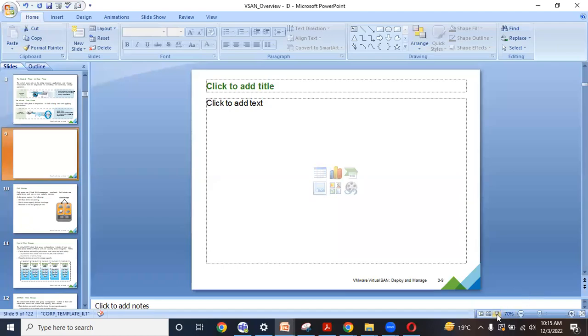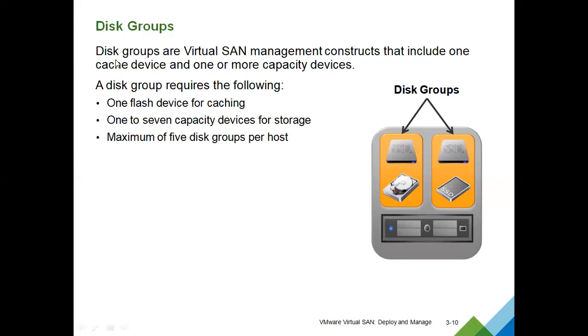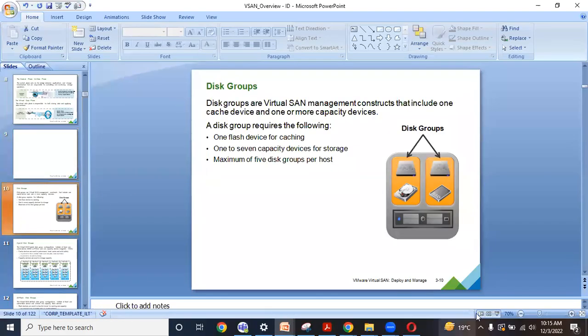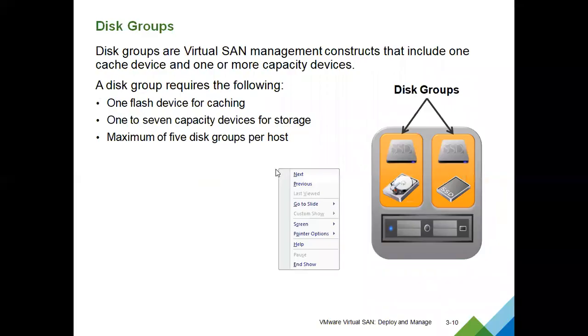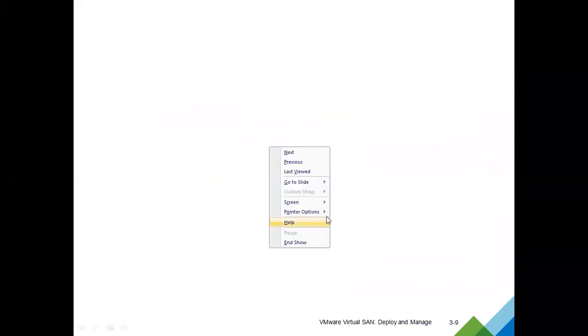I'll take a simple architecture to see how this is going to work, what this group actually is, and what role it plays in case of VSAN. Sorry, bear with me, there is always some pointer issue when we do this.